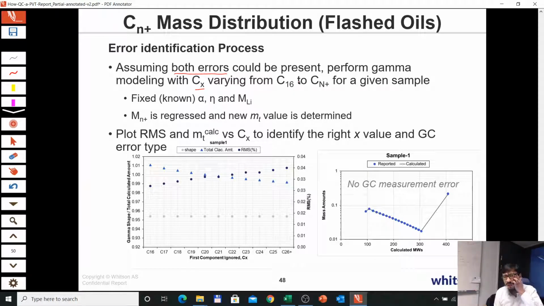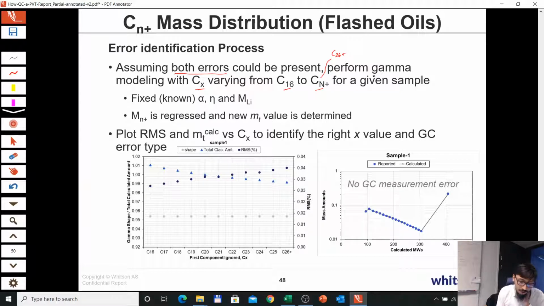Generally, this is something we have discussed, that this X value can vary, for example, generally from 15. It can be somewhere between 15 and 25. So what we will be doing is varying this carbon number CX from C16 to the heaviest fraction, which in our case is C26 plus in the lab data we have. And we will be performing the gamma modeling of the lab reported data.